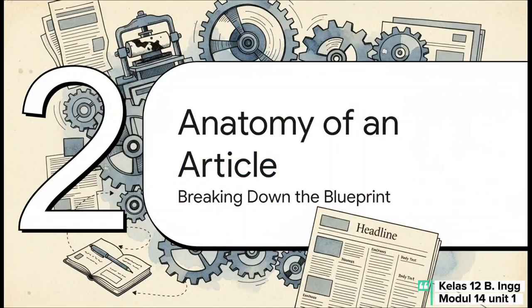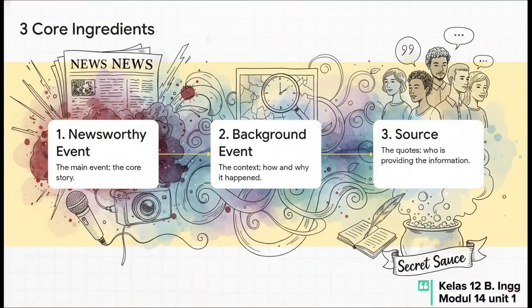So, how does this news writing machine actually work? Let's pop the hood and break down the anatomy of a typical article, piece by piece. Okay, it all boils down to just 3 core ingredients. That's it. First, you've got the newsworthy event. That's the big thing that just happened. Second is the background. That's the context, the how, and the why. And finally, you have the source. These are the quotes that tell you who's talking and add credibility. That's the entire secret sauce.